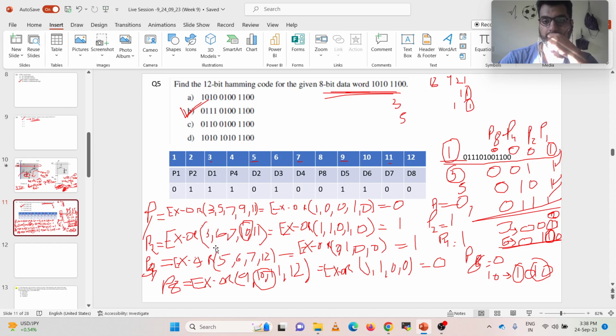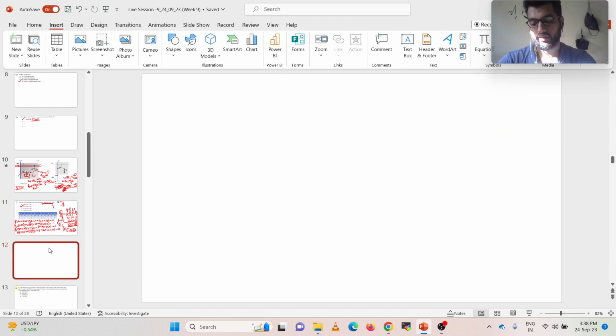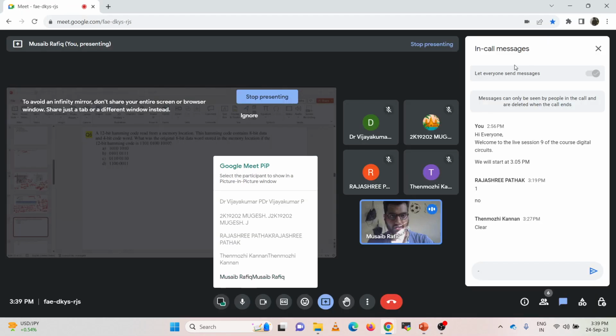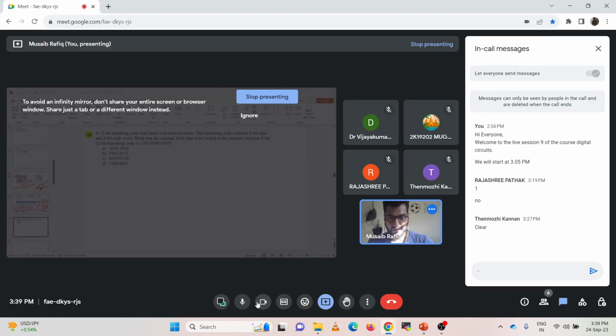This is for finding the Hamming code when we are using even parity. Okay. Now I have this question. I would like you to do this first, then I'll show the solution. The question reads: a 12-bit Hamming code is read from a memory location. This Hamming code contains 8-bit data and a 4-bit code word. What was the original 8-bit data word stored in the memory location if the 12-bit Hamming code is 1101 0100 1010? The received Hamming code is given, and you need to find the data word. I'll give you 5 minutes. You can do it, then I'll show the solution.